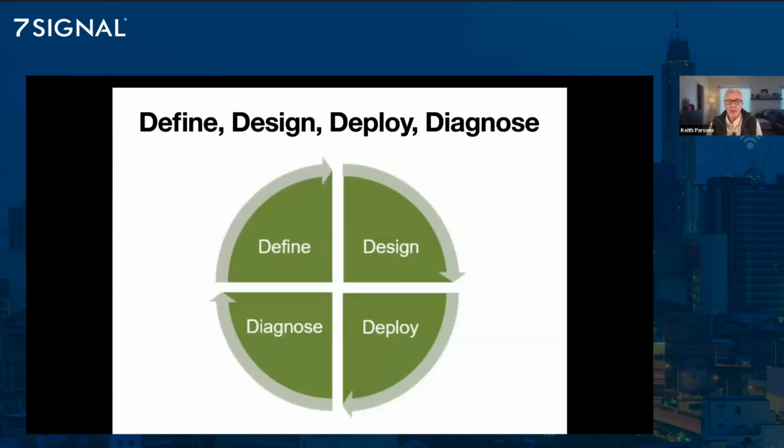This is something that an association, the Wireless LAN Association, put together, and I wholeheartedly agree with it. We go through this phase of define your needs, design to meet those needs, deploy it, and then ongoing diagnose it to make sure it's meeting those needs. And you have to go through this cycle multiple times. Sometimes the definition will change in the future. New devices come out with 6 gig, so now I might have to cycle back through. And so this isn't just a one and done. We do this over and over again.